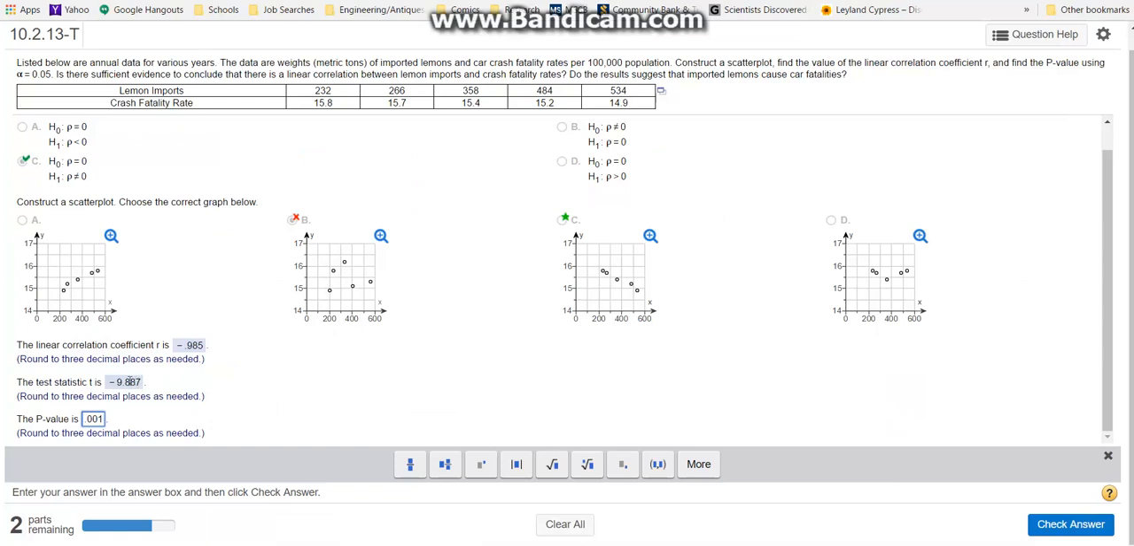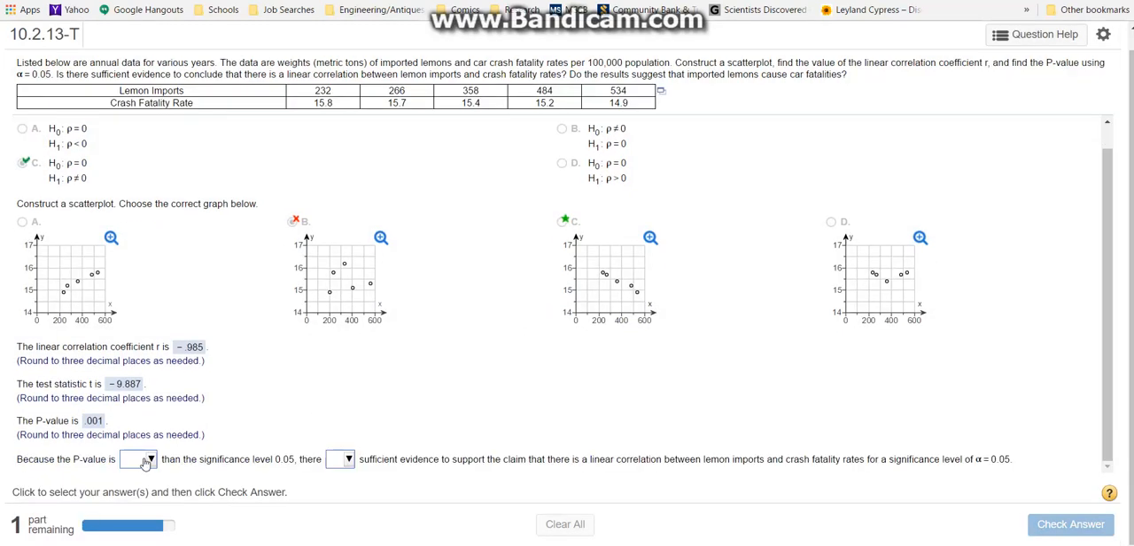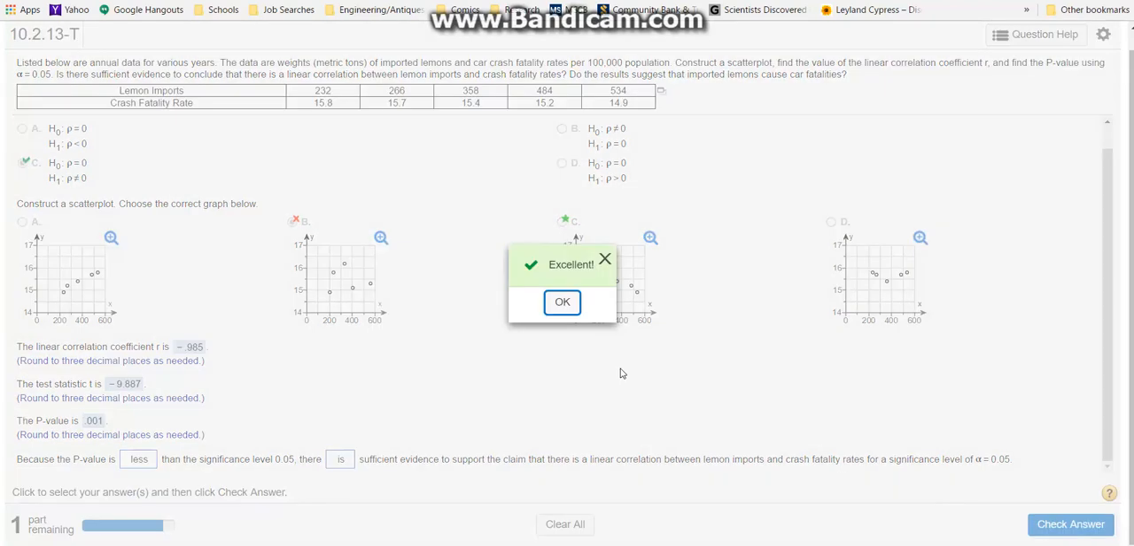And again, we expect the test statistic to be huge in the negative direction or even in the positive direction. The magnitude of it, we expect it to be huge. We also expect the p-value to be super small. Why? Because the linear correlation is very close to 1 or negative 1. So everything is jiving. So because the p-value is less than the significance level, there is significant evidence to support the claim that linear correlation between the lemon imports and fatality rate is significant. And that is true.